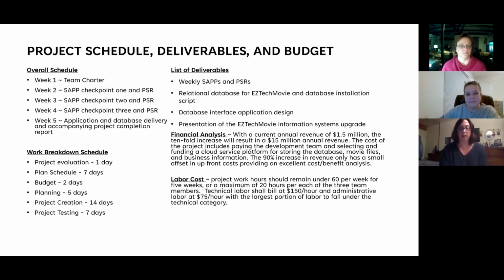And then the labor costs: the work hours should remain under 60 hours per week for 5 weeks, or a maximum of 20 hours for each of the 3 team members. The technical labor shall bill at $150 per hour, and the administrative labor at $75 per hour, and the largest portion of the labor would fall in the technical category. And the next slide, please.